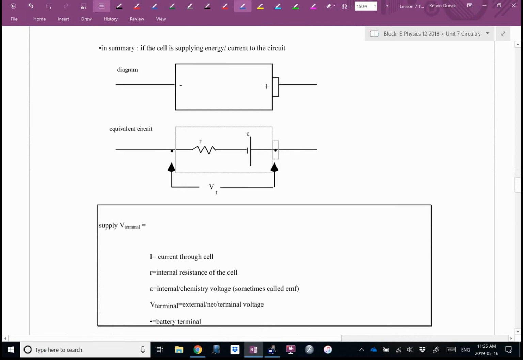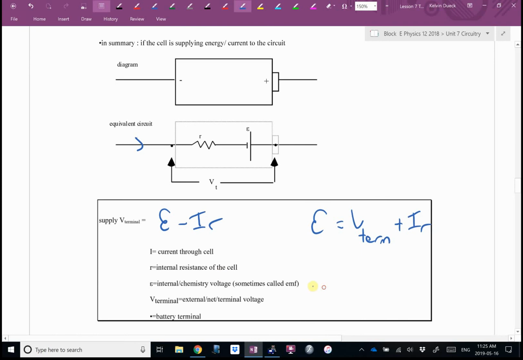So in summary, if we're supplying energy to the circuit, if we're not recharging, then the terminal voltage is the EMF minus I times little r. And I guess that means if they ask you to find the EMF, if they give you the terminal voltage and they say, hey, what's printed on the side of the battery? I guess the EMF is the terminal voltage plus I times r. Yes.